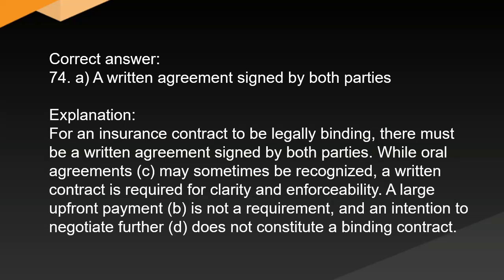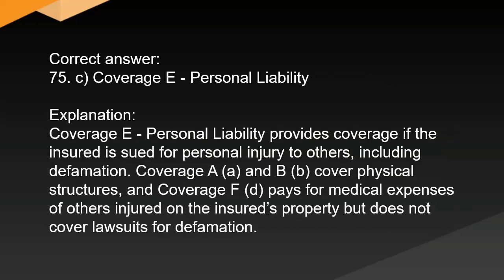Correct answer: A written agreement signed by both parties. Explanation: For an insurance contract to be legally binding, there must be a written agreement signed by both parties. While oral agreements, C, may sometimes be recognized, a written contract is required for clarity and enforceability. A large upfront payment, B, is not a requirement, and an intention to negotiate further, D, does not constitute a binding contract.